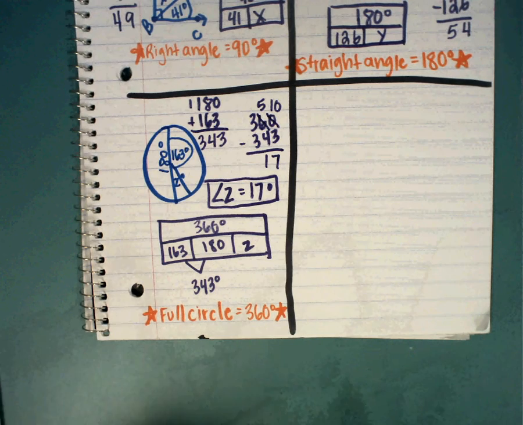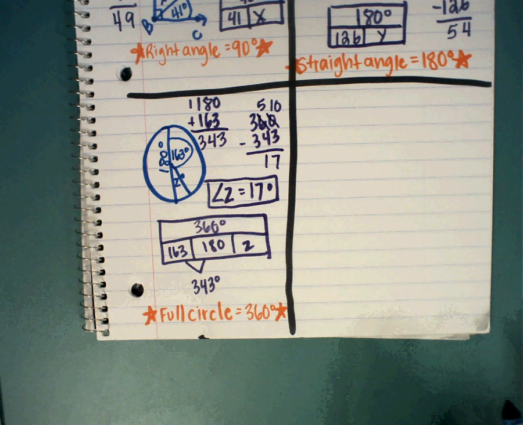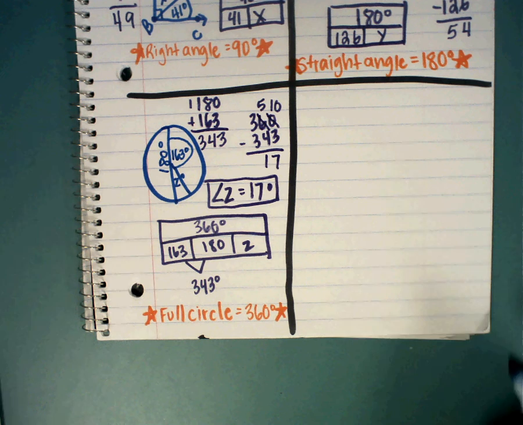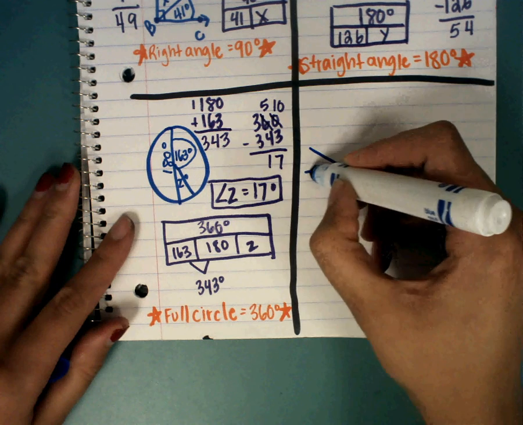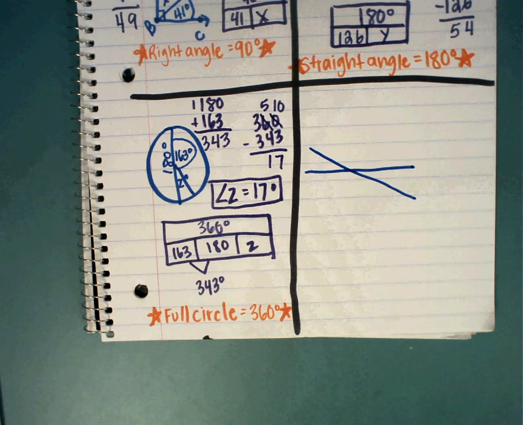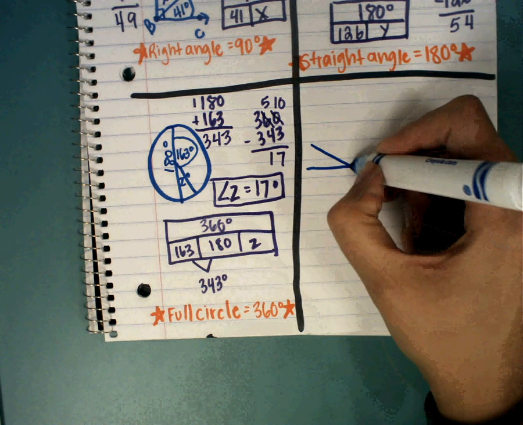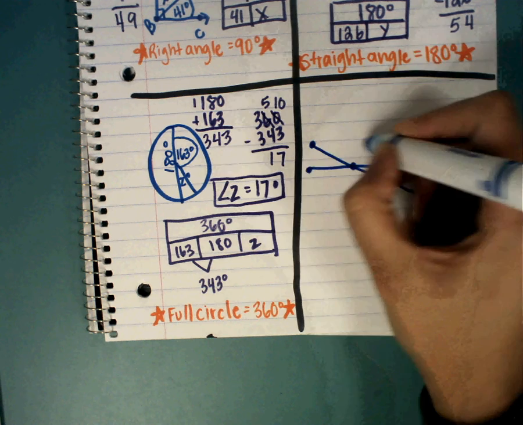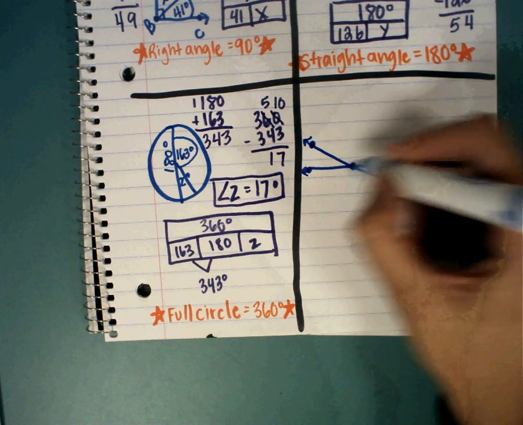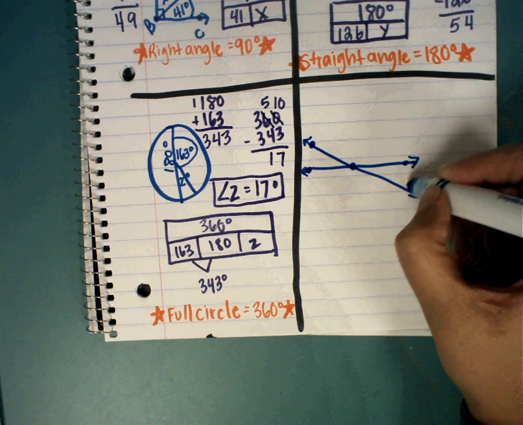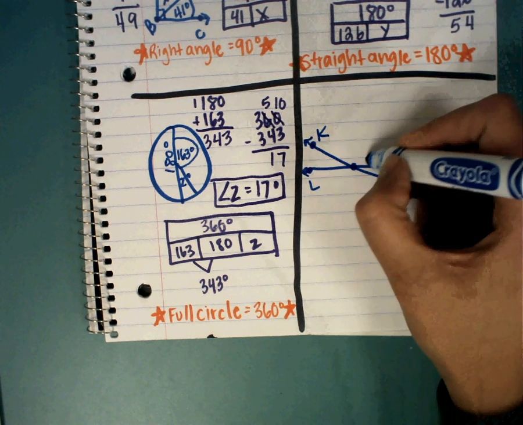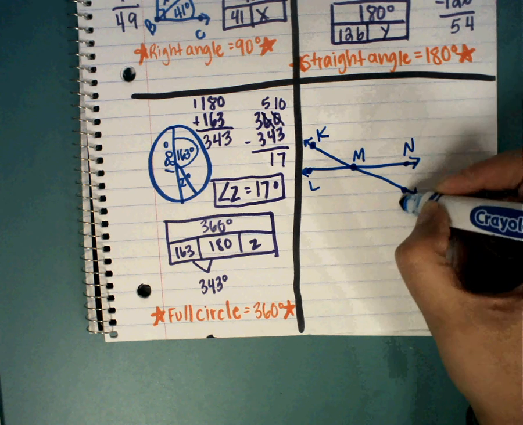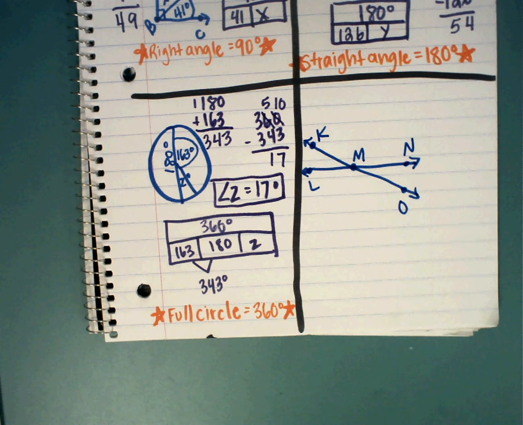Okay, so the last one we're going to talk about is whenever we have two intersecting lines. Maybe they look like this, just like that. Oops, let's put our arrows on there. Forgot about those guys. So let's say that this is K, L, M, N, O.